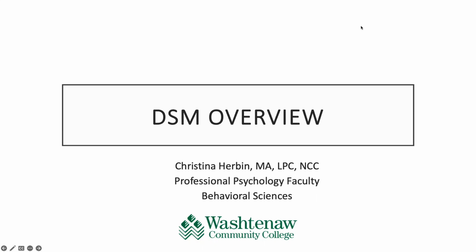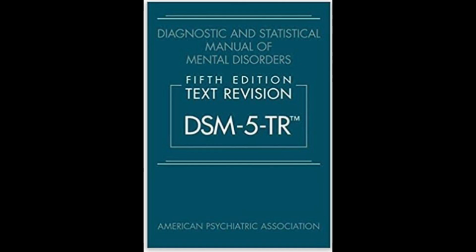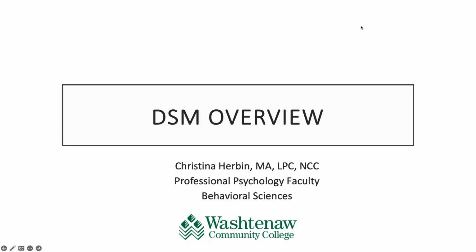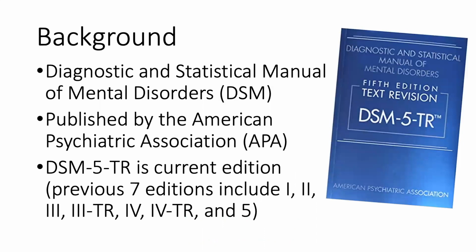Today, we're going to briefly go over the DSM and how to navigate this text. The DSM refers to the Diagnostic and Statistical Manual, and the DSM was first published in 1952. Since then, there have been several updates to the DSM. If you'll notice, the most obvious immediate change would be the shift from using Roman numerals to numbers.